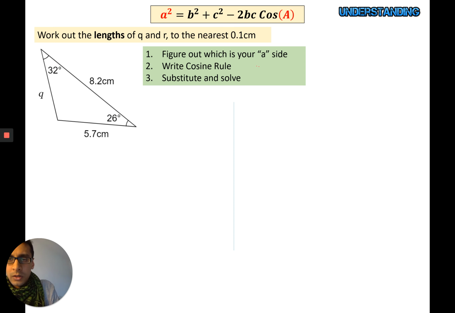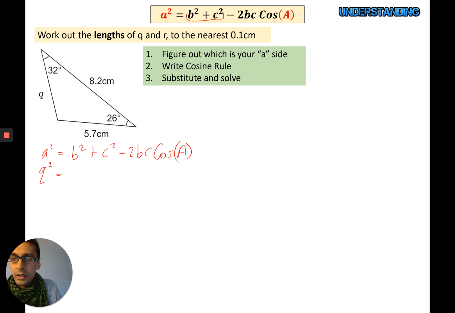First, you write the cosine rule out, so it's A squared equals B squared plus C squared minus 2BC cos A. A is Q squared, don't forget the squared there. Now your B and your C are just the other two sides, and if you look at the formula carefully, it doesn't actually matter which side you choose for B and C, it's just going to be one of the other sides.